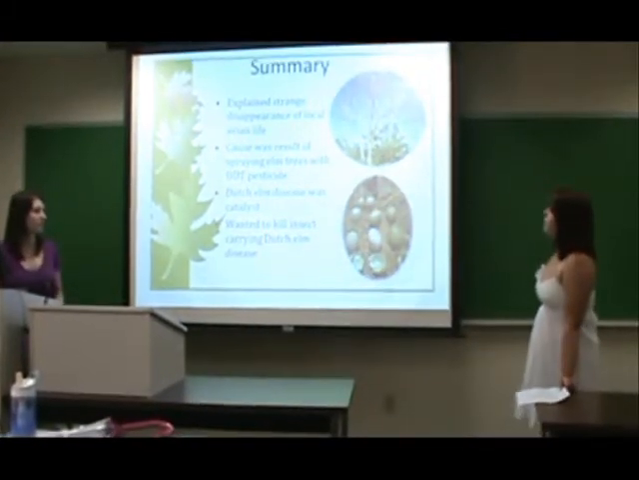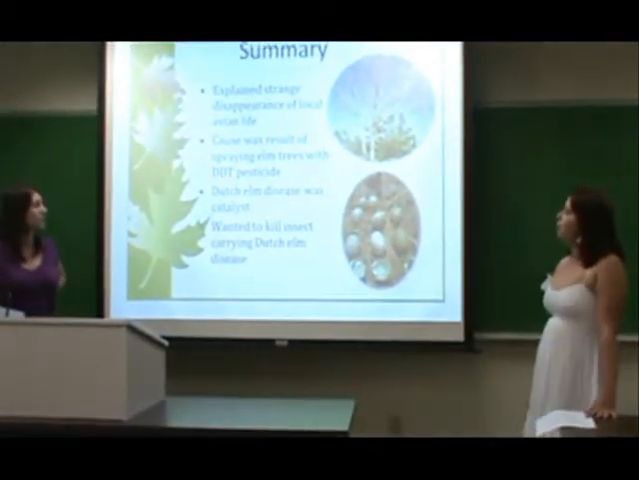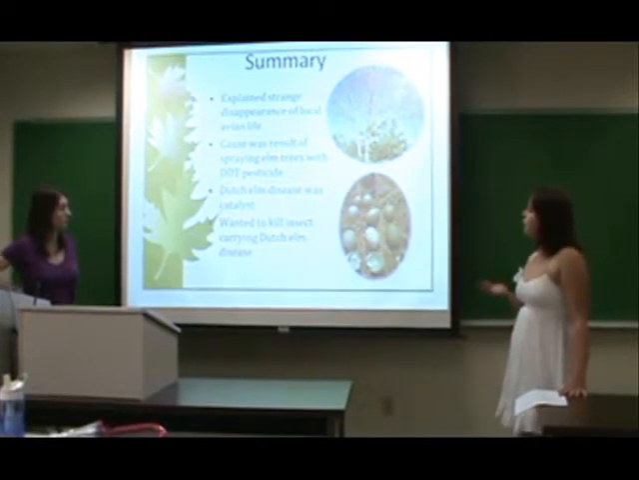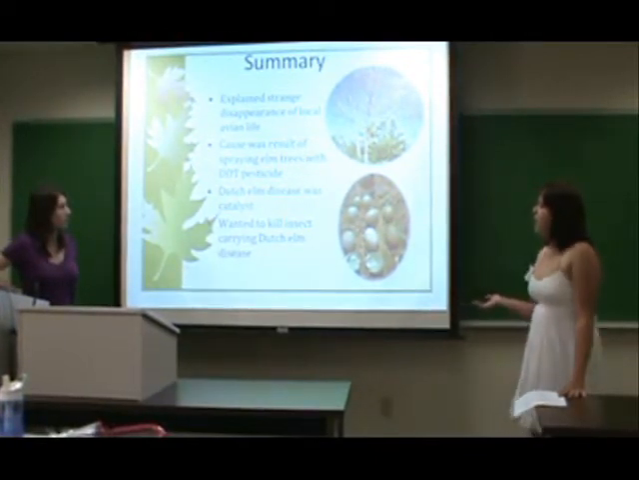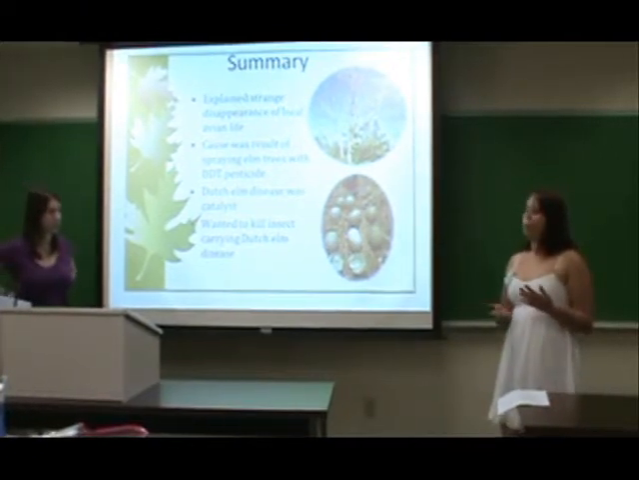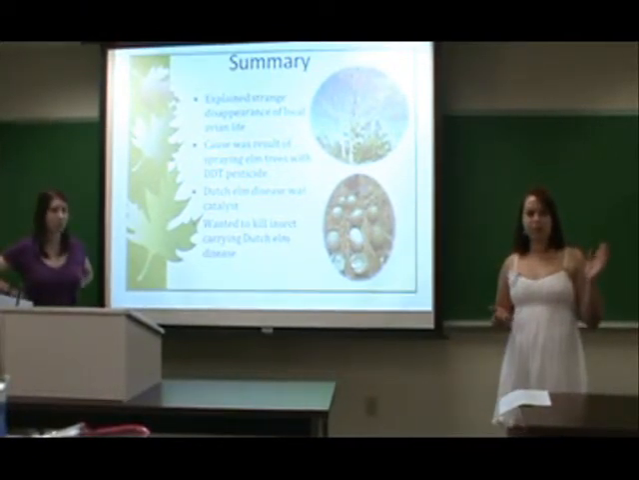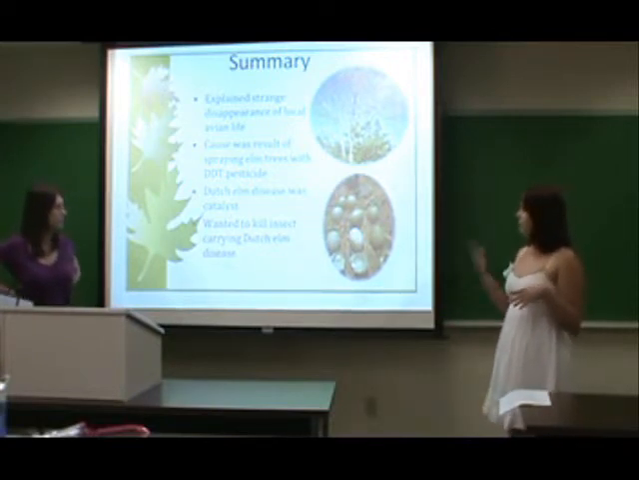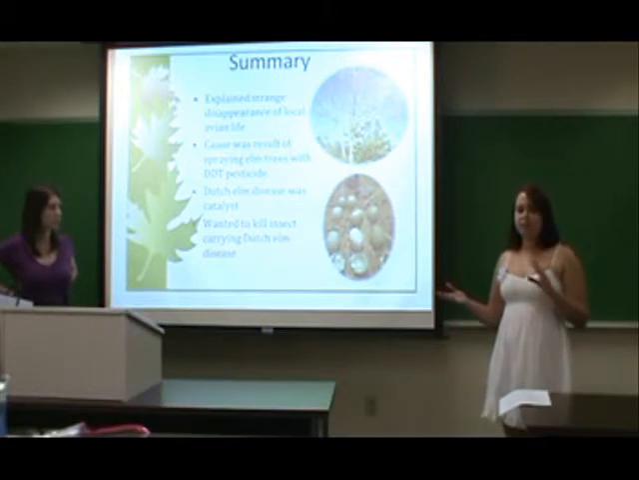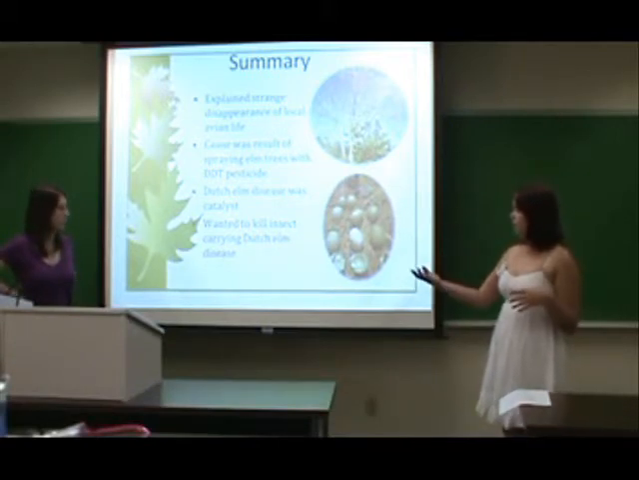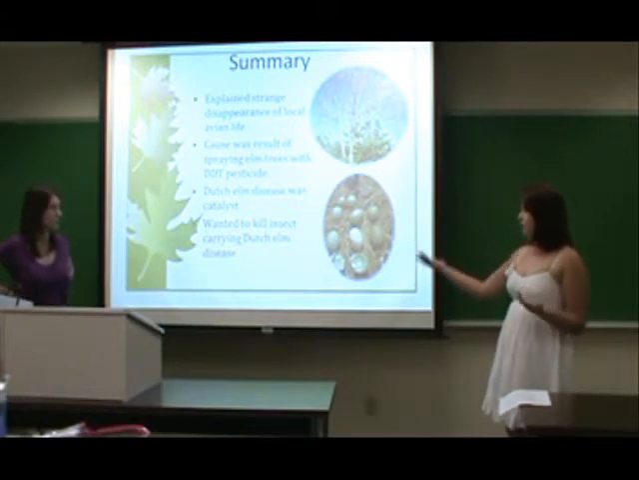So the first chapter basically tells you how there was a strange disappearance of local bird life, which was mostly like the robins there. And it was caused because scientists were spraying elm trees with a DDT pesticide, which was in turn getting to the birds. We'll talk about that in a little bit. But they were spraying for Dutch elm disease because they were worried that it was being carried by beetles throughout these trees. And they wanted to kill the insects like the beetles and the worms.